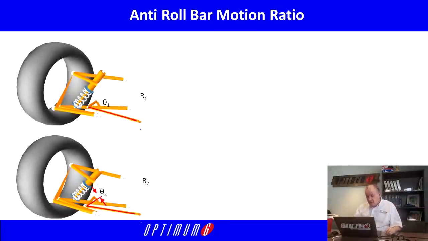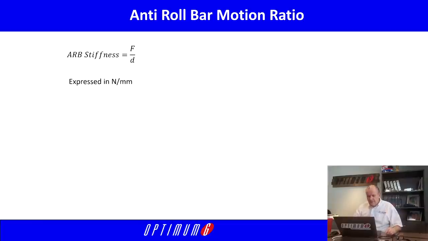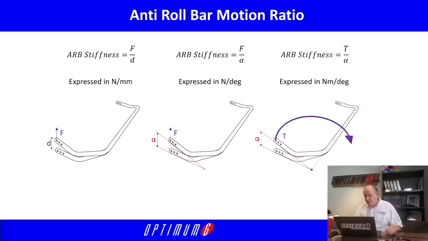Now, if you have another solution here, it is to use the roll angle versus the anti-roll bar angle. So in other words, when I roll 1 degree, how much do I twist my anti-roll bar? I prefer that solution. Now, be careful, because the anti-roll bar stiffness could be expressed in Newton per millimeter. Sometimes they put force in Newton per degree. Dallara is doing that. I still don't get it. They have even kilo per degree of torsion, or they have Newton meter per degree.